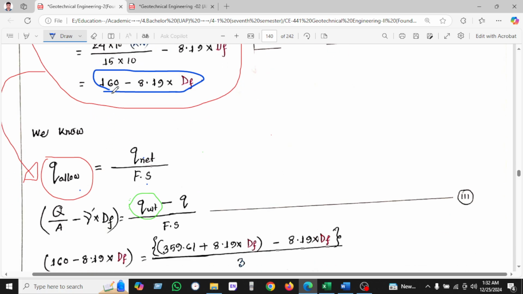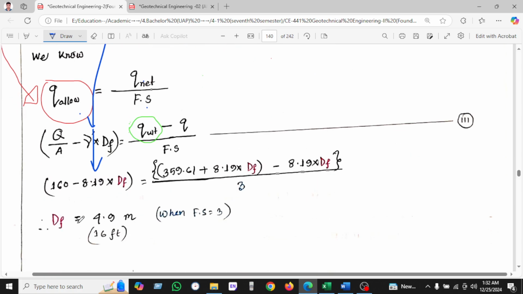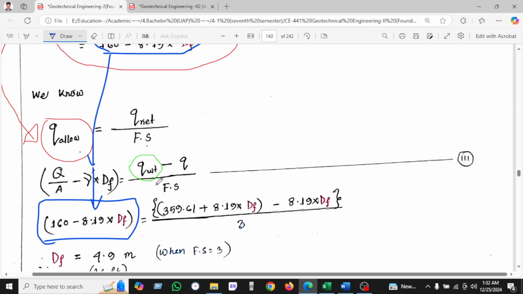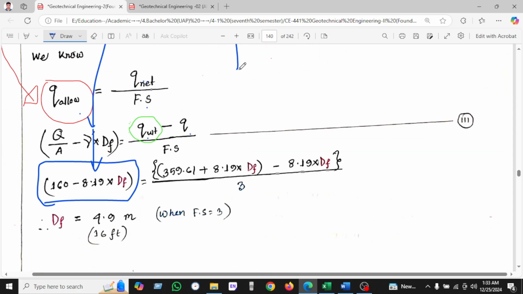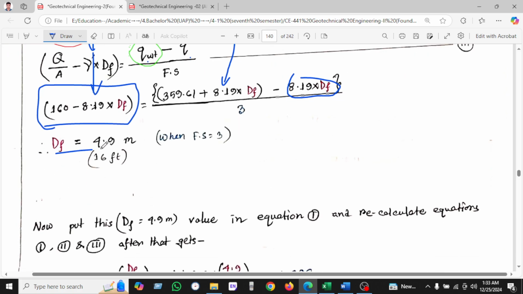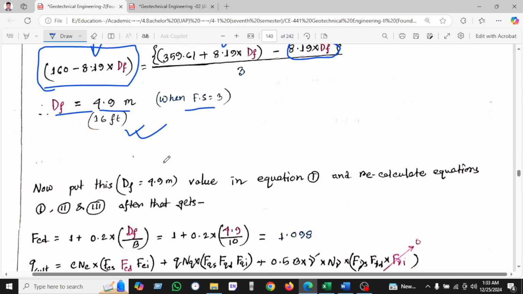So now we'll use this equation here. This is the equation we are putting here, and we know q net equals q ultimate divided by the factor of safety, and q net is found here. This is the net value 393. So this value is put here, and q we have found here. So the depth of footing is 4.9 meters with a factor of safety of 3. So this could be an answer, but we will trial again.